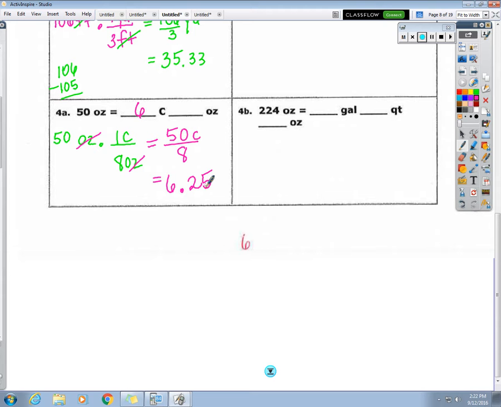To find out what that quarter is in ounces, what's 6 cups in ounces? How would you figure that out? 6 times 8 is 48. So from 50, how many ounces were left over? 2. Okay, now try 1B and 2B by yourself.